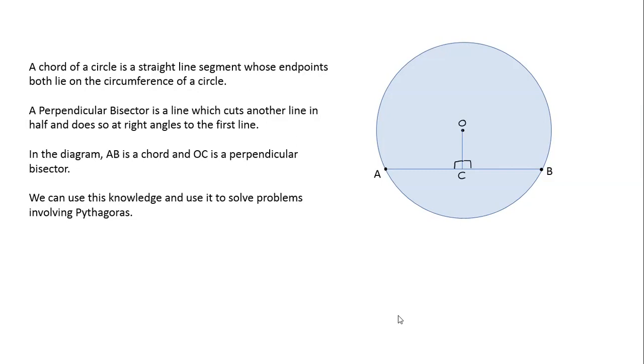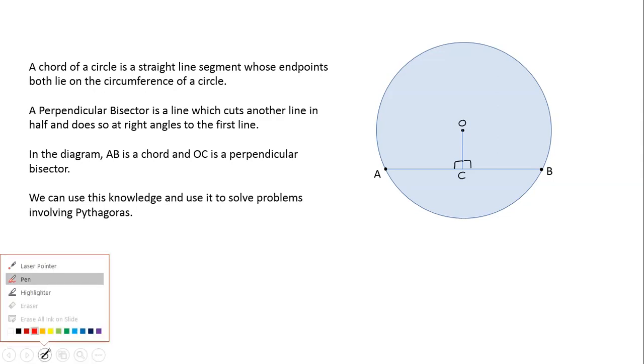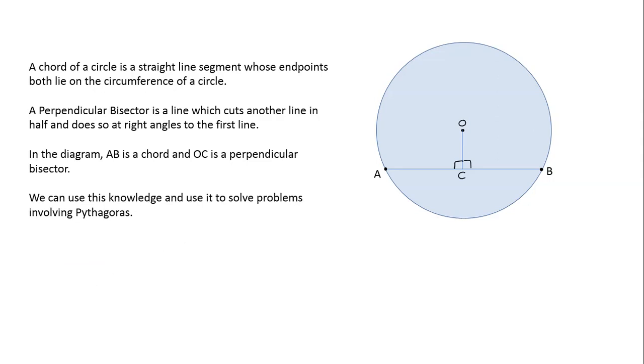Before we look at examples or anything, I want to look at a few important points about a circle that we're going to have to know. First thing I want to look at is a chord of a circle. A chord is a straight line segment whose endpoints both lie on the circumference of a circle. You can see on the diagram, we have got the line AB going from there to there, and we would classify that as a chord.